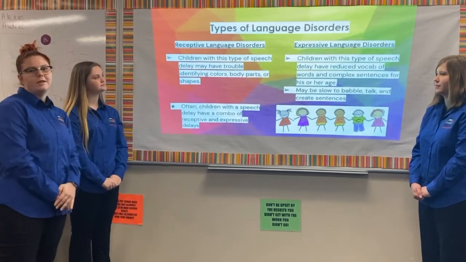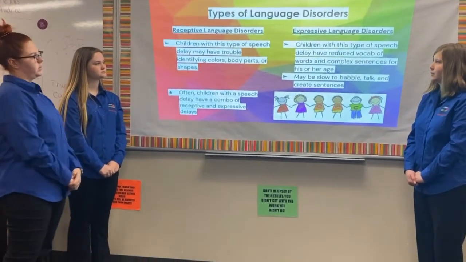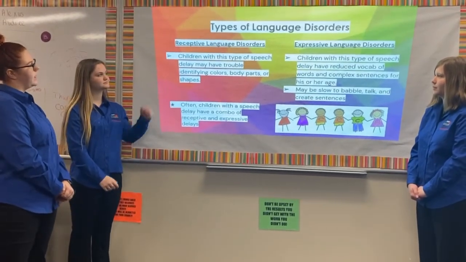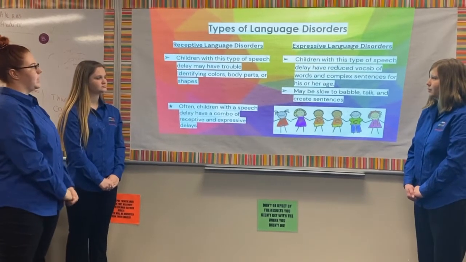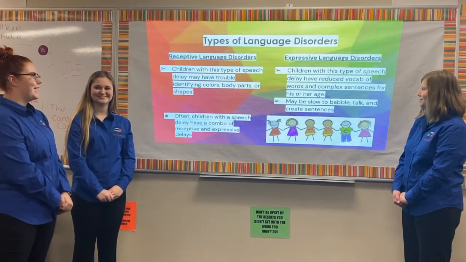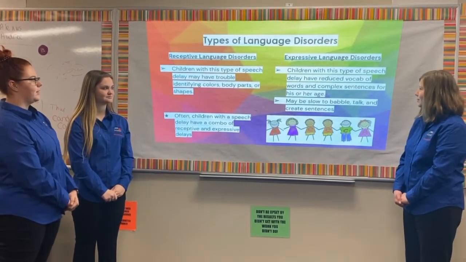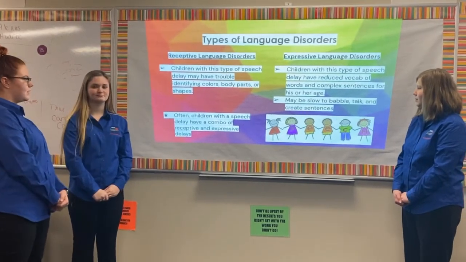The two types of speech delays you can have are a receptive language disorder or an expressive language disorder. Children with a receptive language disorder might have trouble identifying colors, body parts, or shapes. And for an expressive language disorder, children have a reduced vocabulary of words and complex sentences for his or her age. They may be slow to babble, talk, and create sentences.